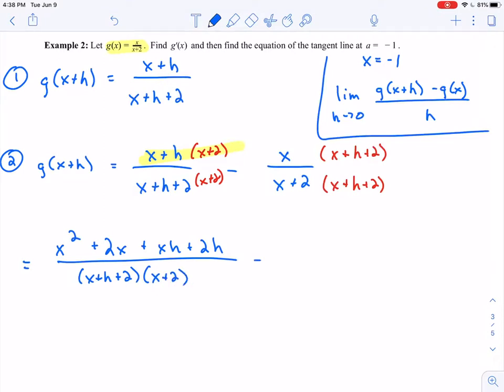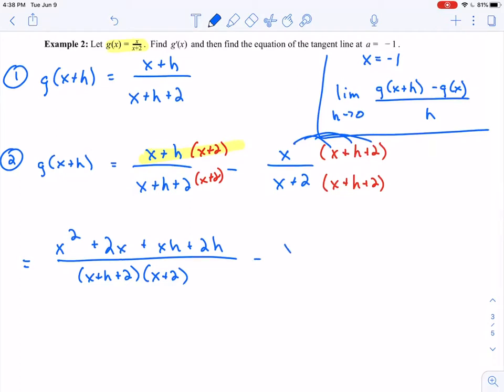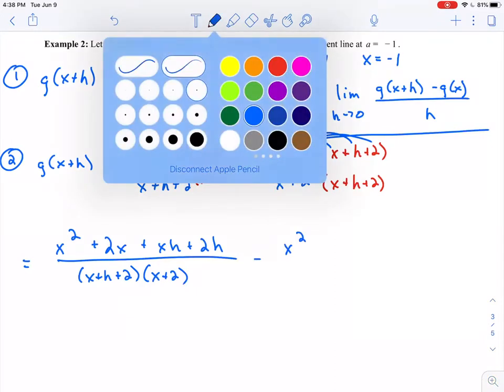Minus over here, I can just take this x and distribute that. That's pretty nice. X times x, I've got x squared. Again, this minus sign here, I want to be really careful of. You can, if you want to, just change this to a plus negative right from the beginning, and I think that'll actually solve a lot of your problems. But let's suppose that we didn't.